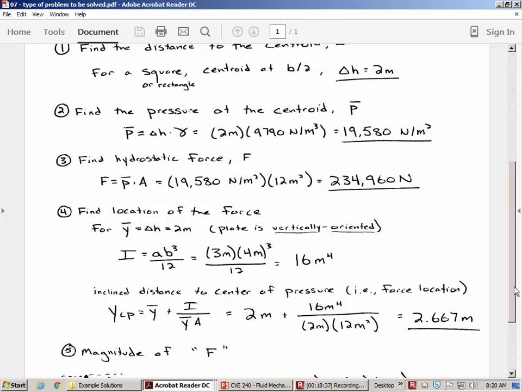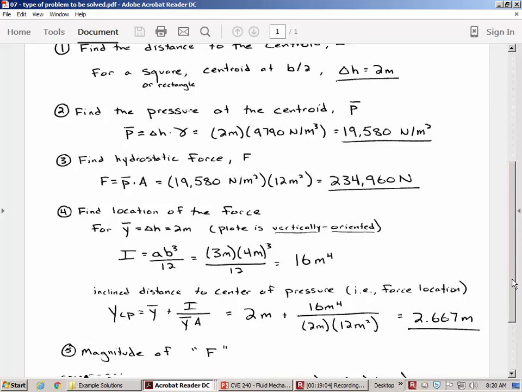So y bar plus I divided by y bar A. So y bar is 2 meters. Here's our area moment of inertia. 2 meters times the area of 12. So 2.667. And earlier when we were talking about it, most people already knew it was 2/3 of the depth into the water, right? So what's 2/3 of 4? It's that, 2.667, right.